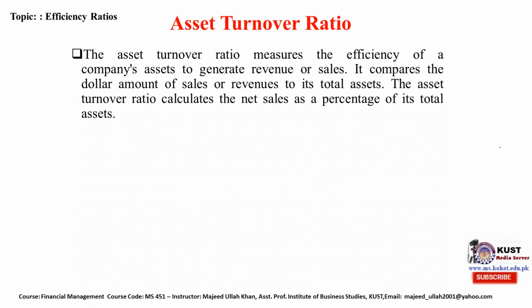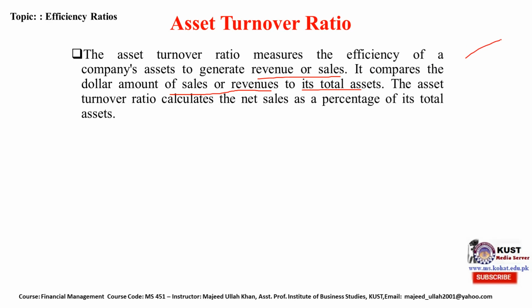Asset turnover ratio, that is long-term asset turnover, shows how efficiently the company is utilizing its total assets in order to generate revenue or sales. It compares the dollar amount of sales or revenue to its total assets. The asset turnover ratio is calculated as net sales as a percentage of the total assets.